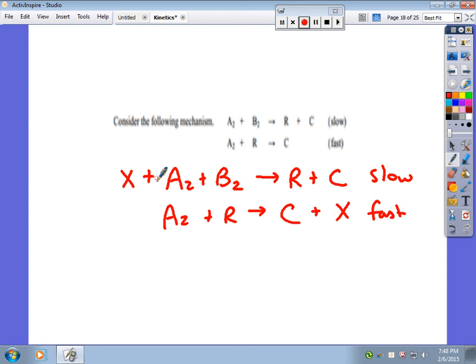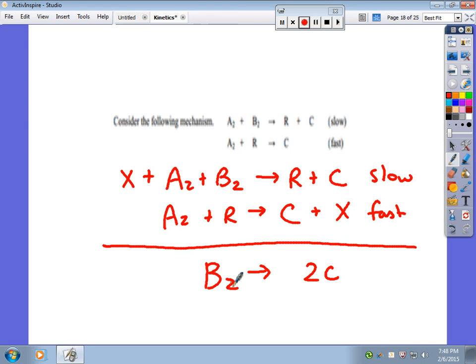So from this, I want you to give me the overall balanced equation, and I want you to give me what you think the rate law would be. So what's the overall balanced equation? Well, I'm going to go ahead and tell you that I have 2C, diatomic B, and 2 diatomic A. That's my overall balanced equation. So let's look and see where I got that. I've got these right here.